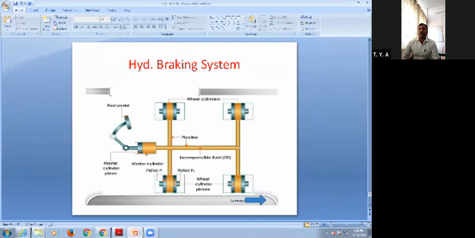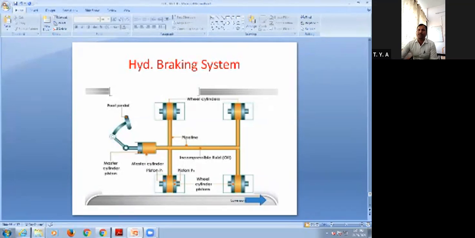Now, the hydraulic braking system. Firstly, I will show this diagram for better understanding, of how the hydraulic braking system is there in the automobile. So you can see here these are the wheel cylinder pistons, 1 2 3 4. This is a piston. This is your wheel.